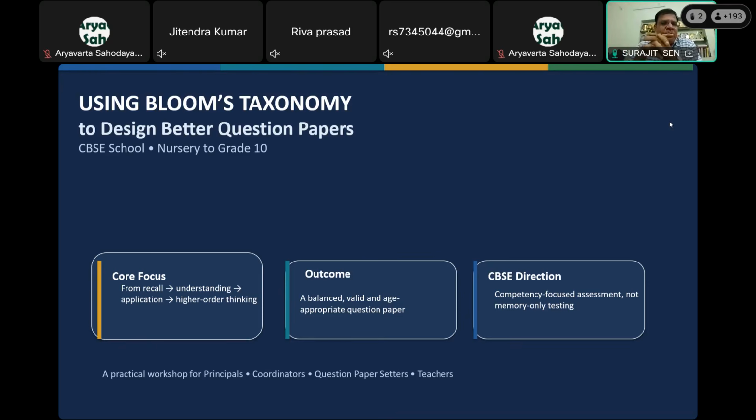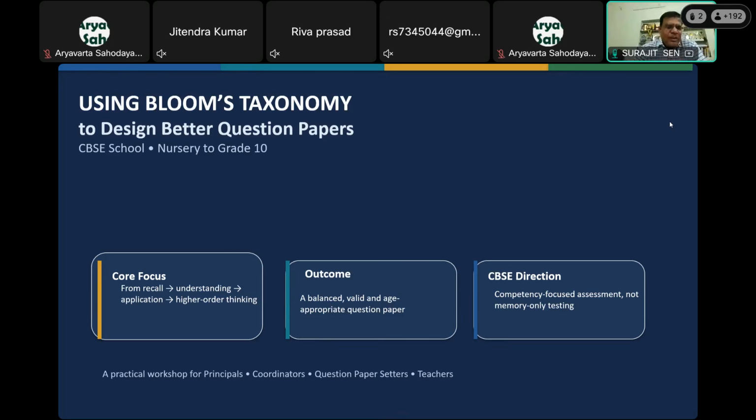Using Bloom's taxonomy to design better question papers for CBSE schools from nursery to grade 10. There is always a misunderstanding among many teachers, educators and experts that Bloom's taxonomy cannot be used in the pre-primary section, especially for nursery, lower KG, upper KG, 1, 2. But it's not like that. It can be very much used, and we are using it, knowingly or unknowingly.